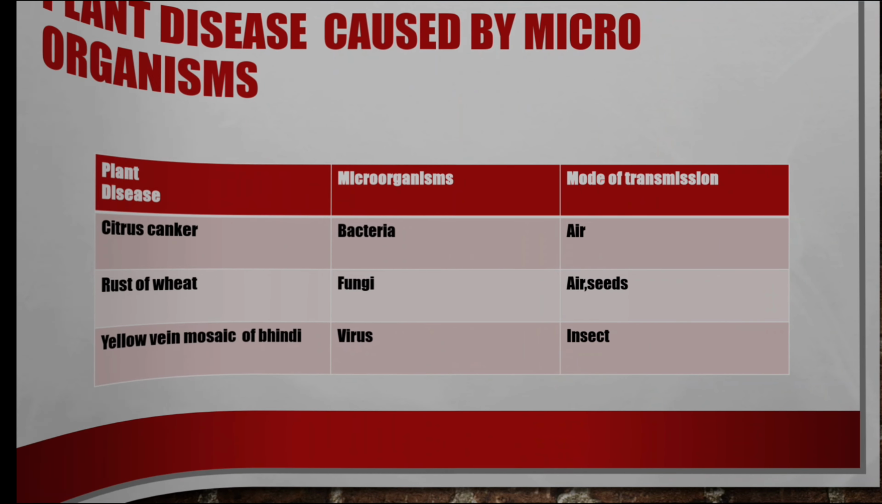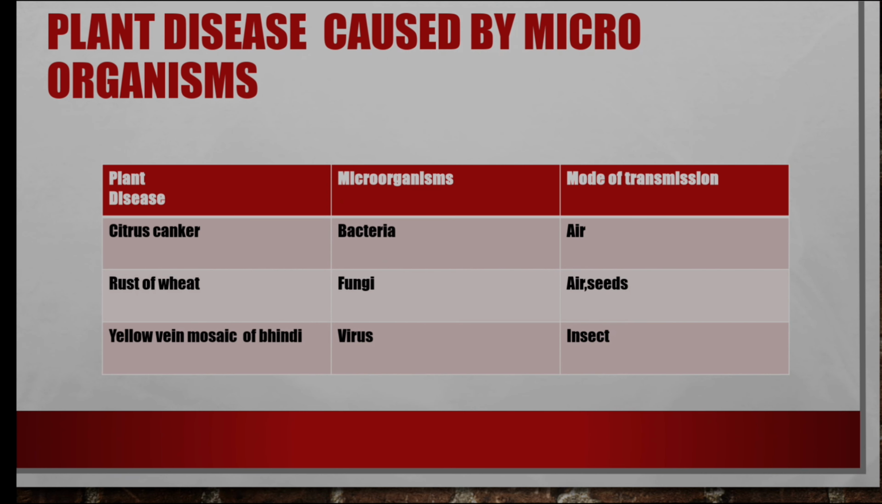Next, in plants also, diseases are caused by microorganisms. See, citrus canker is caused by bacteria. The mode of transmission is air. Rust of wheat is caused by fungi in plants. Its mode of transmission is air as well as seeds. Yellow vein mosaic of bhindi, bhindi meaning lady's finger, is caused by a virus. The mode of transmission here is insects.